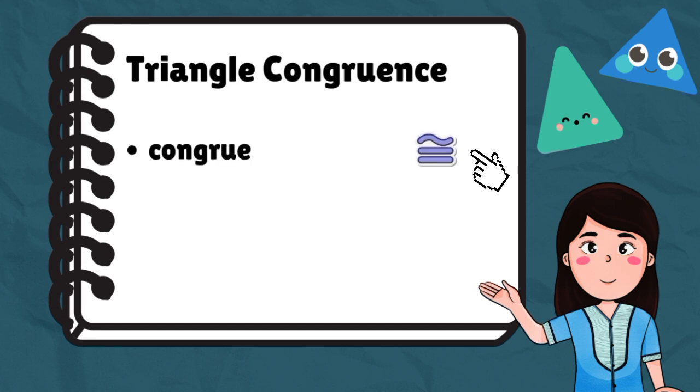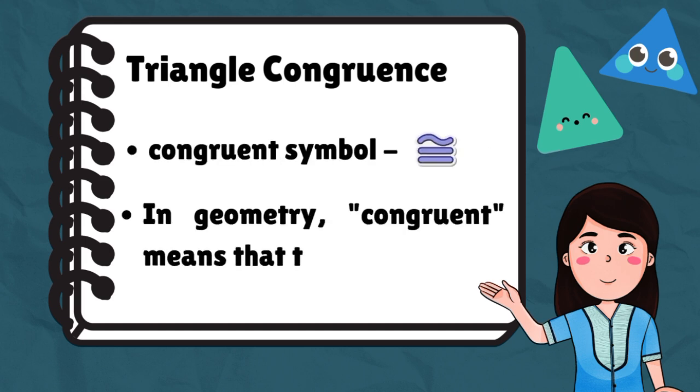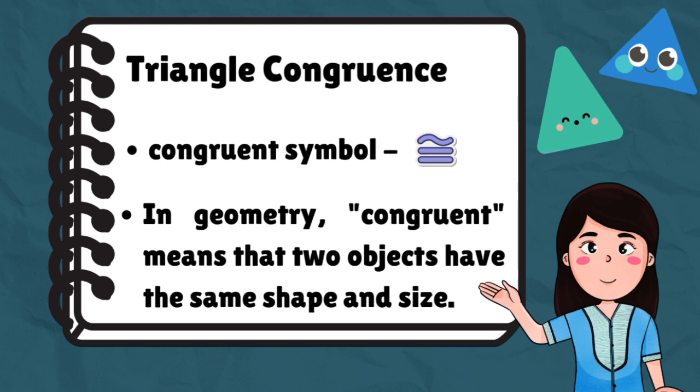Triangle congruence has this symbol. In geometry, congruent means that two objects have the same shape and size. It is exactly equal in shape and size no matter if we turn it, flip it, or rotate it.